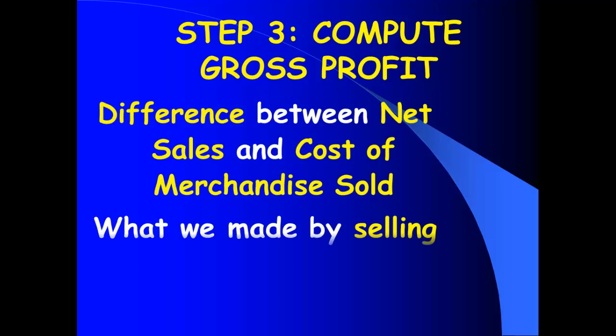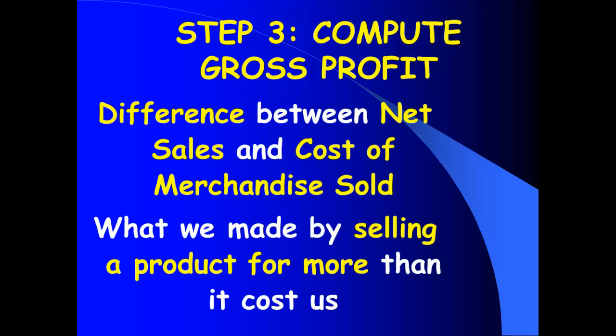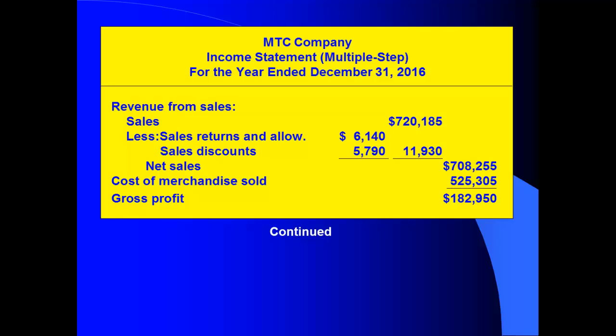The difference between my net sales and my cost of goods sold is called gross profit. So if I bought an item for $50 and I sold it for $75, my net sales would be $75. My cost of goods sold would be $50. I've made a profit then of $25 on that transaction. Gross profit is what I made by selling a product for more than what it cost me.